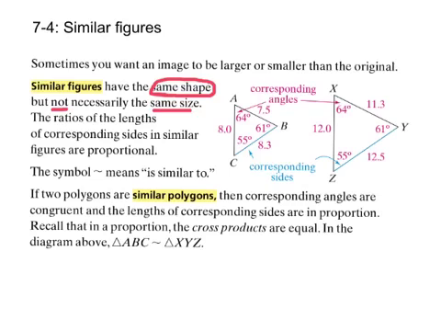So for example, if I notice that 64 is to 64, the 55 is to 55, and the 61 is to the 61. These are the corresponding angles. The angle measurements should all be the same. And then if I look, this side should be proportional to this side, should be proportional to this side, should be proportional to this side. Those are what are called the corresponding sides. So if I set them as a proportion, they should be equivalent.